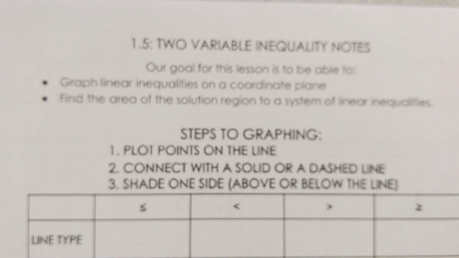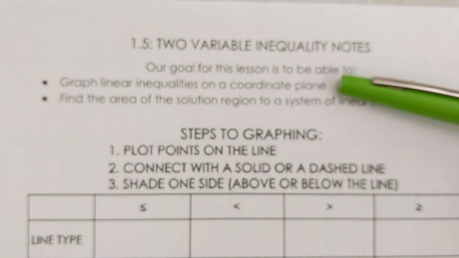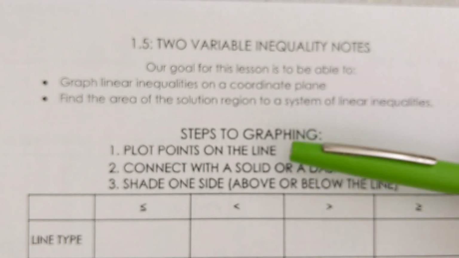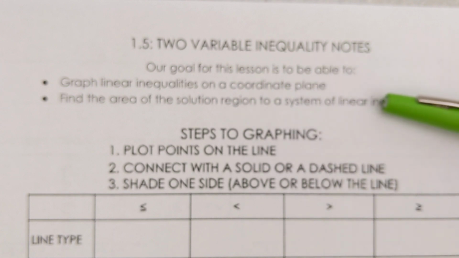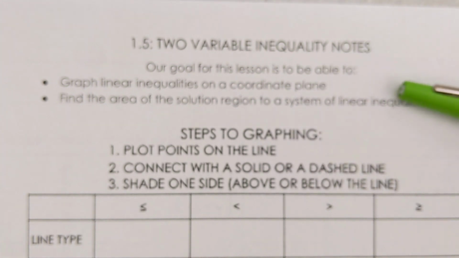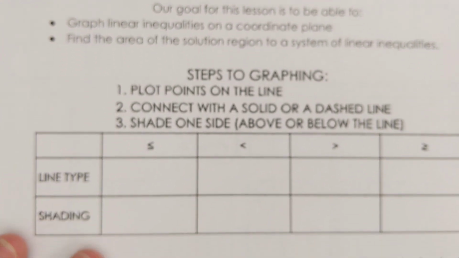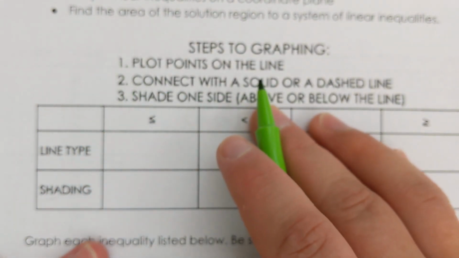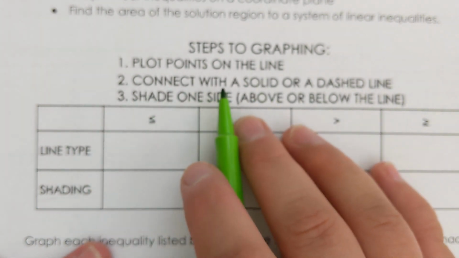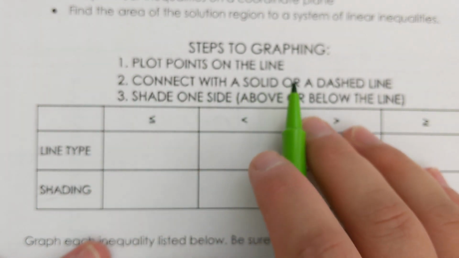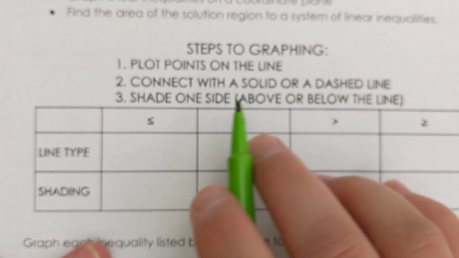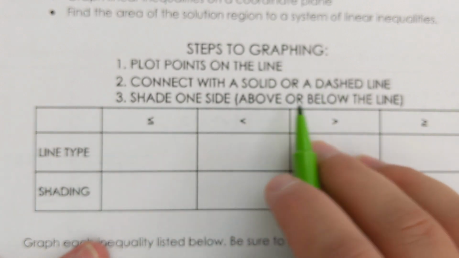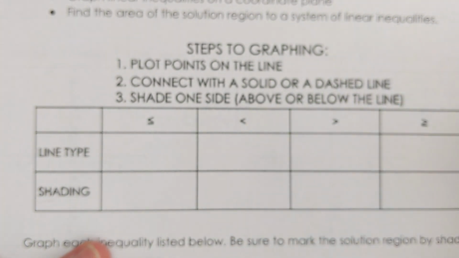What we're going to do is graph linear inequalities on a coordinate plane or a grid, and then we are going to find the area of the solution if it is a system of inequalities. So what we're going to basically do is plot our points like we would to graph a regular line, but then we're going to connect them with either a solid line or a dashed line, and then we're going to shade either above or below. So basically the only difference is you need either solid or dashed, and you need to shade it afterwards.